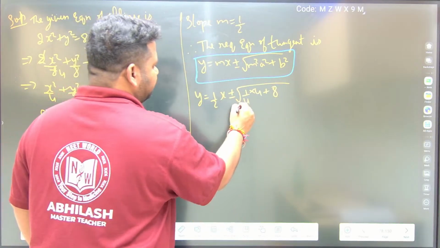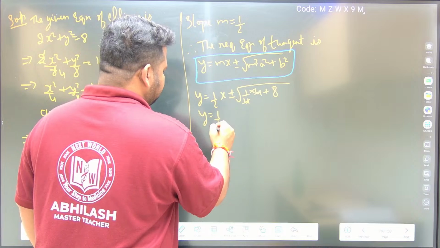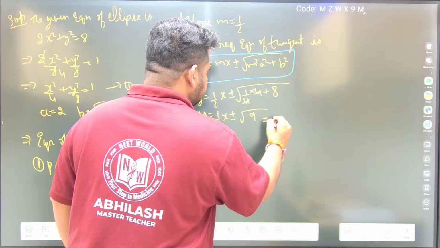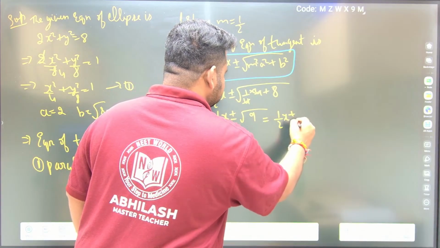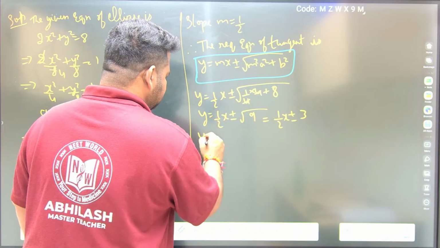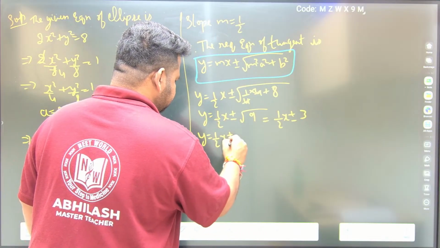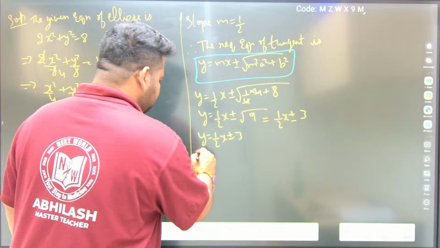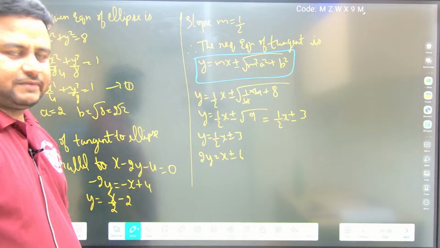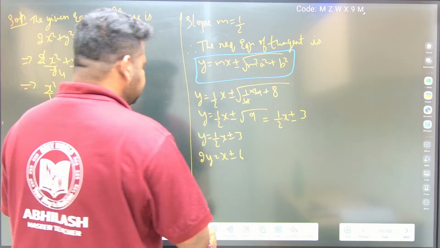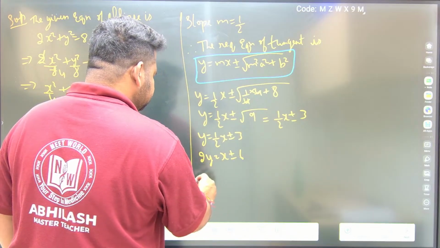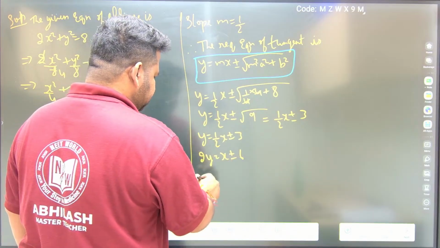What I will do, 4 and 4 I will cancel. Y is equal to 1 by 2 x plus or minus square root of 9, and square root of 9 is 3. So I have y is equal to 1 by 2 x plus or minus 3. So this is 2y is equal to x plus or minus 6.